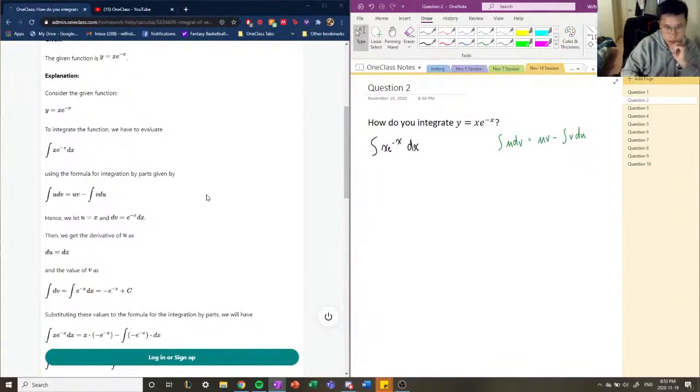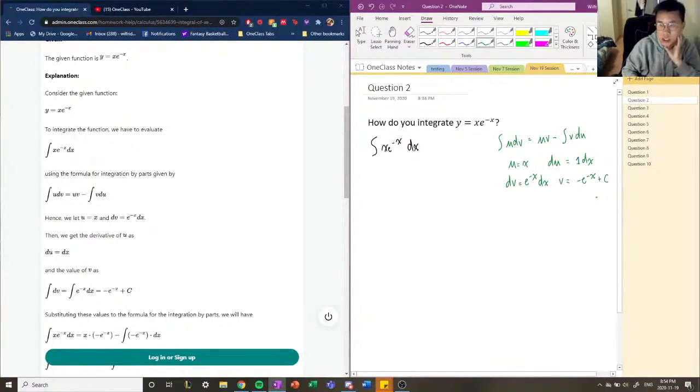So let's set u to be equal to x. That means du in terms of dx is equal to 1 dx. Okay, and we're going to take our dv to be equal to e to the negative x dx, okay? And if we were to integrate this, we would get v equals negative e to the negative x, plus a constant c, which doesn't really matter, okay?